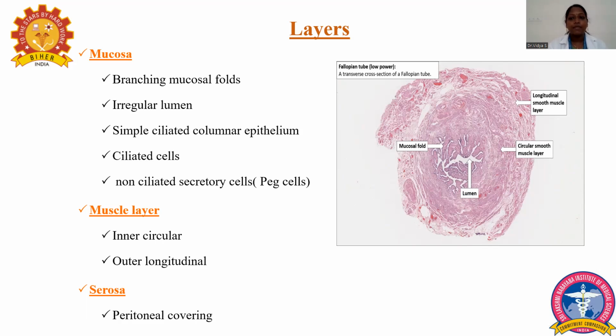And also there is some amount of non-ciliated secretory cells. They don't have cilia, but they secrete something else. The special name for this cell is PEG cells. This comes under the mucosal layer of the uterine tube. Next is the muscle layer. The muscle layer has 2 types of muscles, an inner circular layer and an outer longitudinal layer. Coming to the serosa, the outer covering is nothing but the peritoneal covering.